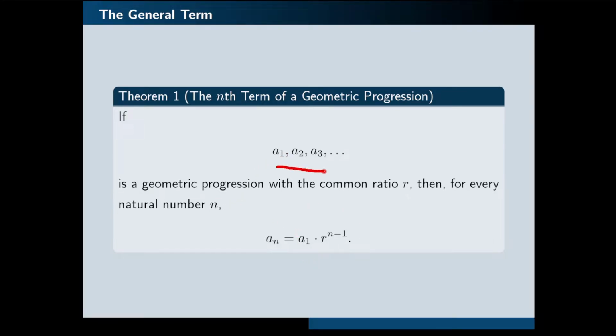If you have a sequence that is a geometric progression with common ratio r, and you are interested in finding the nth term of that sequence, you take the first term and multiply it by the common ratio to the power one less. So if you are interested in the nth term, the power that you choose is n minus 1. That is, I think, understandable.